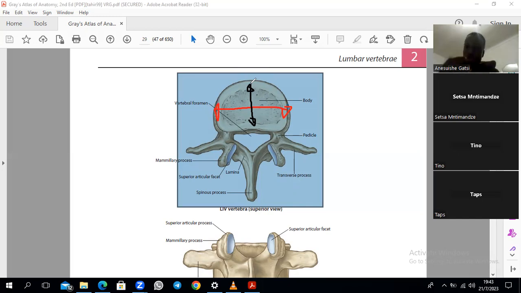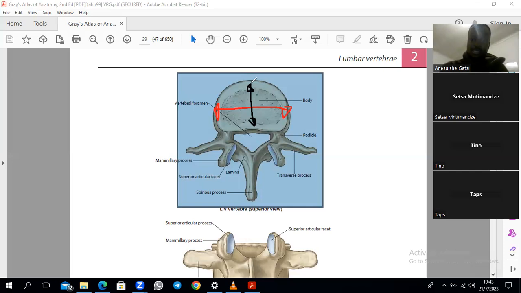As you go down, they increase in size because L1 carries maybe, let's say, 20 kgs, L2 will carry more than that, L3 will carry more than that. So they increase in size as you go down. Right? Meaning L5 will be the most massive, the huge one.